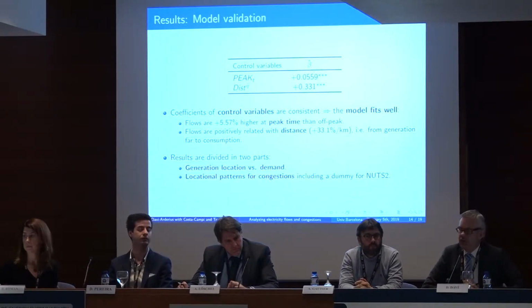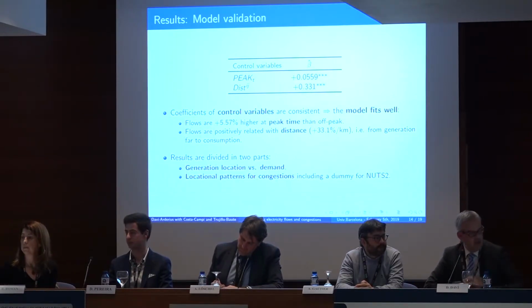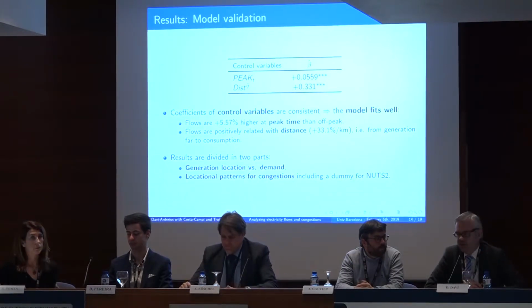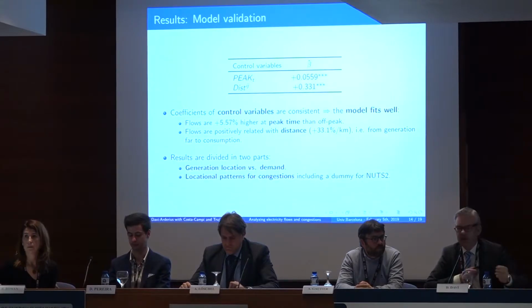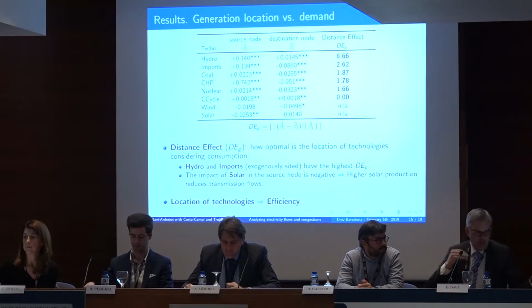In the first one, you will see how efficiently each technology is located regarding demand. And we will see if these congestions are so heterogeneous or not within Spain. So comparing coefficients in the source and in the destination, which are the results that a gravity model provides, we are able to see how efficiently each technology is located. So how relevant is the difference between injecting in the source and in the destination.